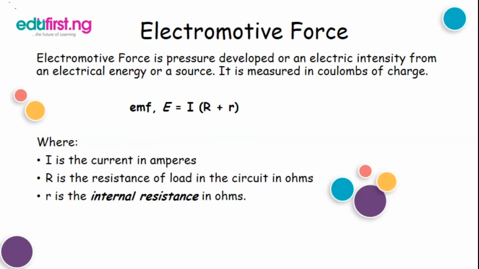Electromotive force. Electromotive force is pressure developed or an electric intensity from an electrical energy or a source. It is measured in coulombs of charge. Electromotive force E can be represented mathematically as I into brackets capital R plus small r, where I is the current in amperes, capital R is the resistance of the load in the circuit in ohms, and small r is the internal resistance in ohms.